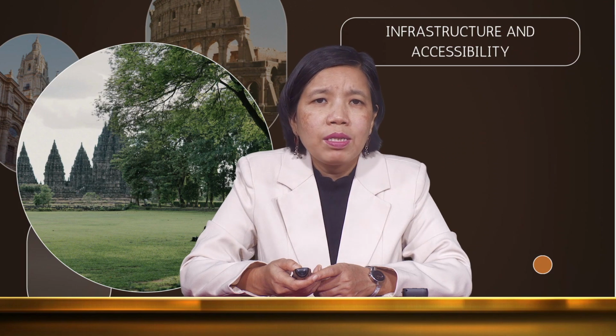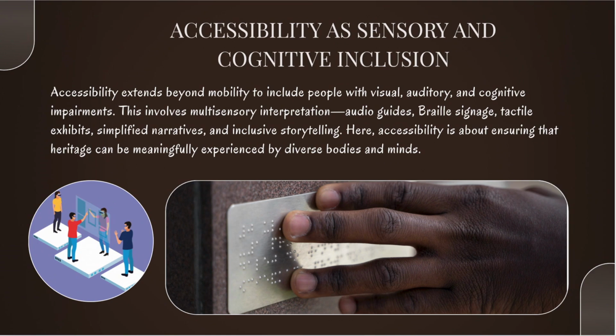Let us try to understand accessibility as a sensory and cognitive inclusion. Accessibility extends beyond mobility to include people with visual, auditory, and cognitive impairments. This involves multisensory interpretation, for example, audio guides, braille signage, tactile exhibits, simplified narratives, and inclusive storytelling. Here, accessibility is about ensuring that heritage can be meaningfully experienced by diverse bodies and minds.